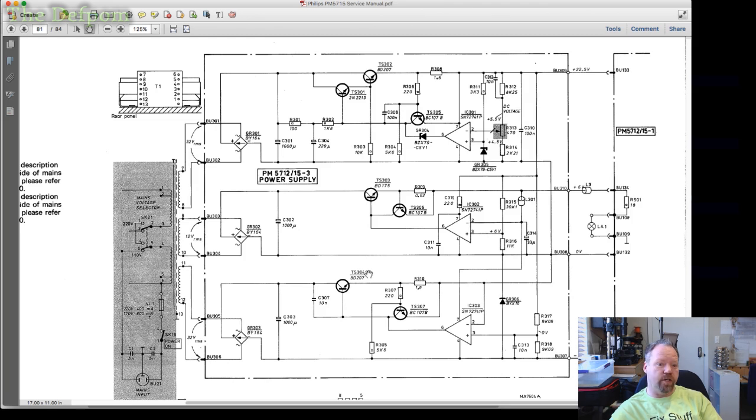Should I just try turning the adjustment and see what happens? Or should I look at the rail on the board and disconnect it and see if it comes up? Let's have a look at that. And I'll switch the camera back over so you can see what I'm doing.